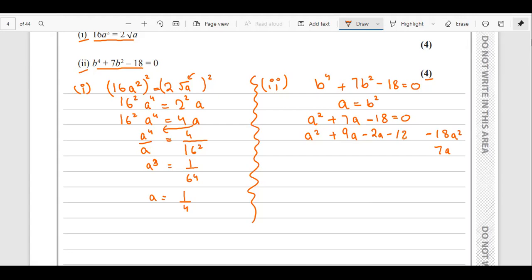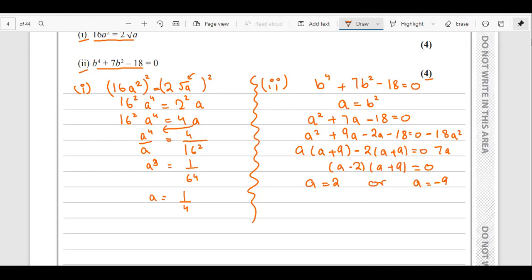Equals 0, and you have to take a common: a plus 9 minus 2, a plus 9 equals 0. And finally, we have a minus 2 into a plus 9 equals 0. So a equals 2 or a equals minus 9. Should we stop here? Are we done? No, no, no.